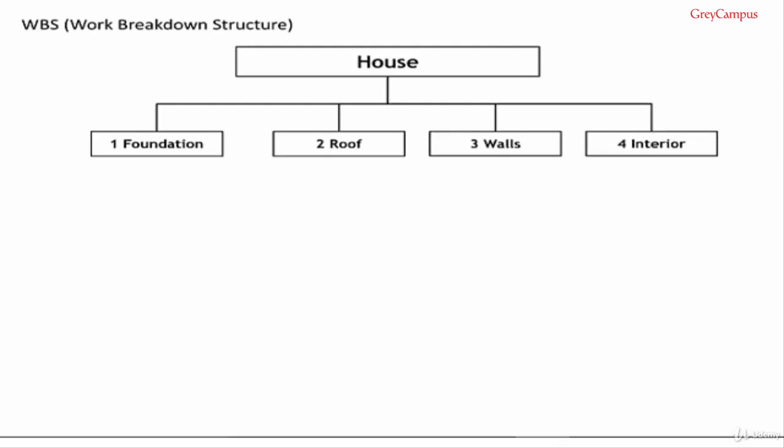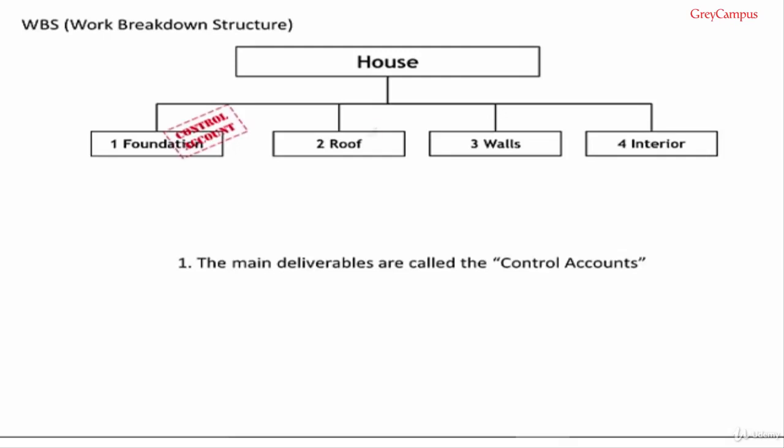Remember, I promised to teach you some strange new words. Do you know the name of the main sub-deliverables? You need to know these for the examination. So that's, on ours it's the foundation, the roof, the walls and the interior. They are called the control accounts. The foundation is a control account, the roof is a control account, the walls are a control account, and the interior is a control account.